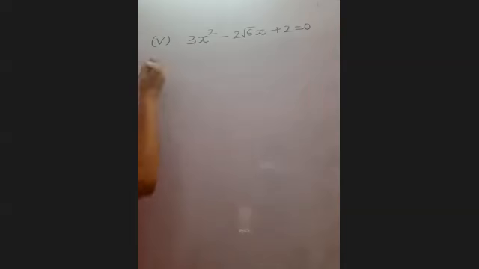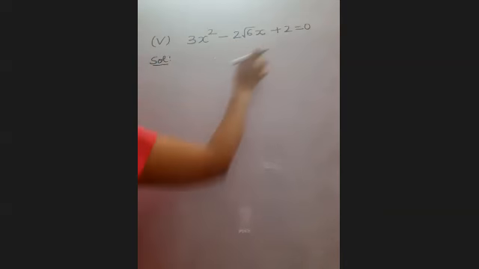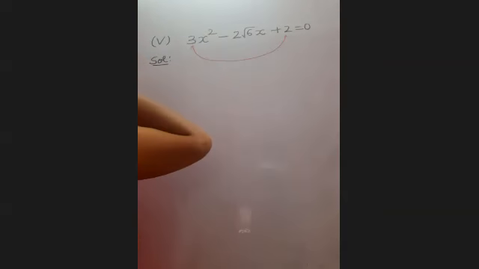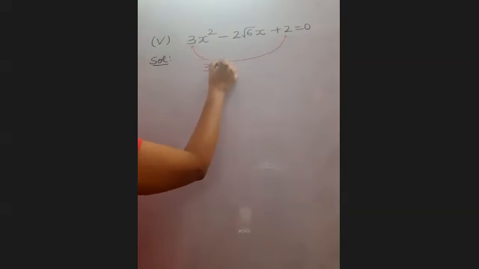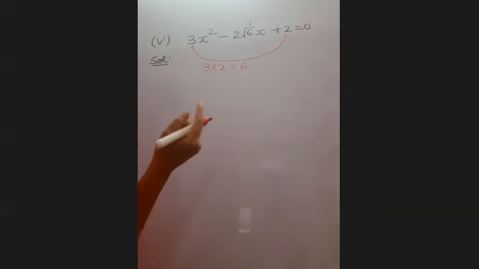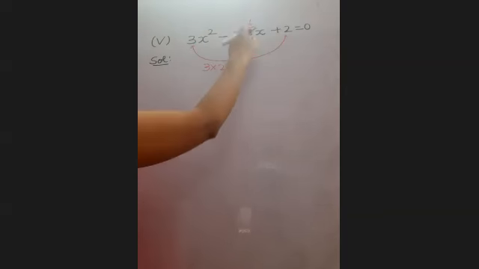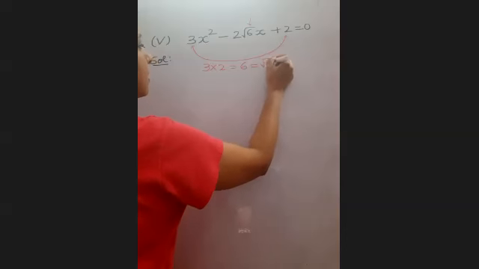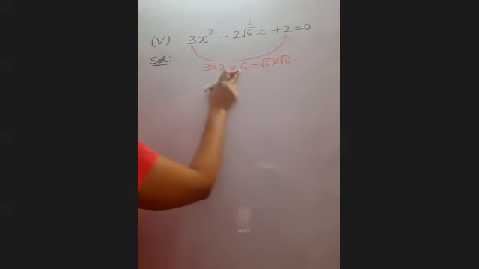All right. 3x square minus 2 root 6 x plus 2 equals 0. Here also, children, let us see the first term and the constant. What does it give me? 6. But in the question, we need root 6. How can we put root 6 and 6 together? How can we combine them? What is the relation? 6 is root 6 into root 6.